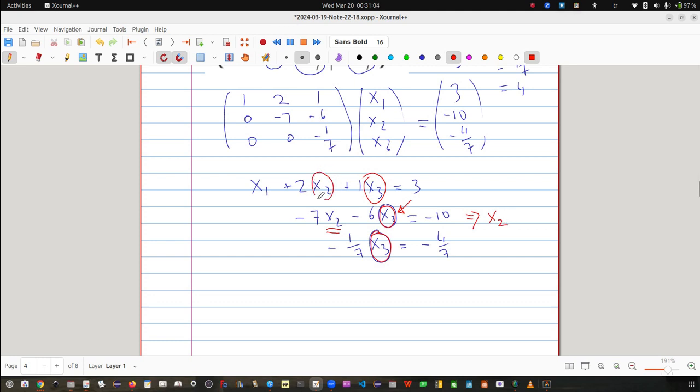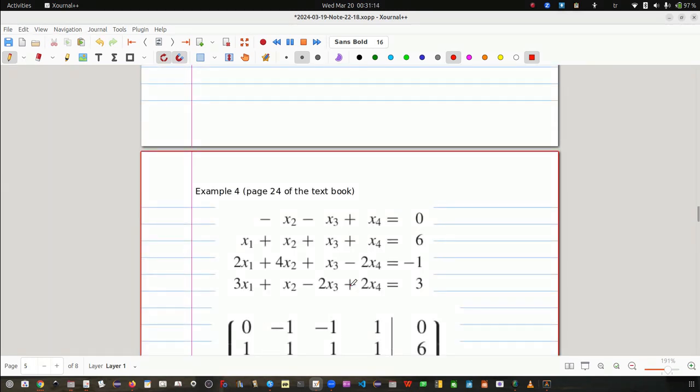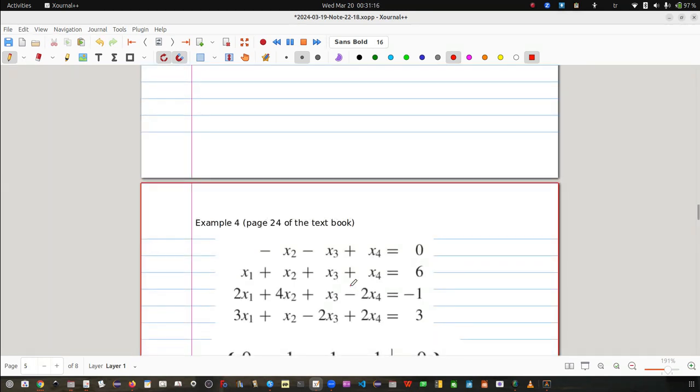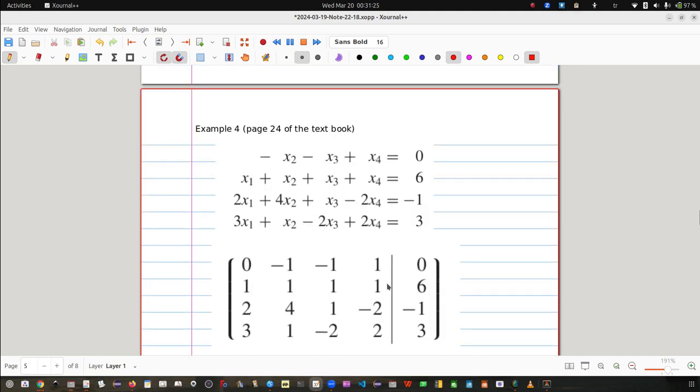Then we know x2, and we are able to find x1. So that's why it's very practical to bring the matrix in triangular form. For example, in this example, 4 variables, 4 unknowns and 4 equations. And writing the augmented matrix is easy.